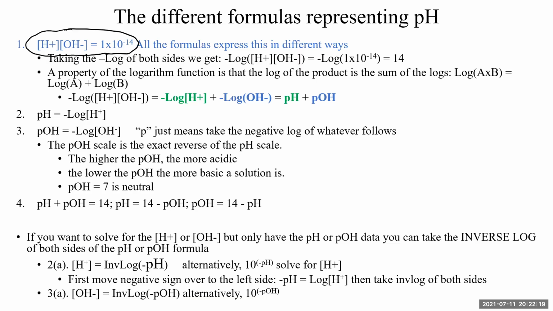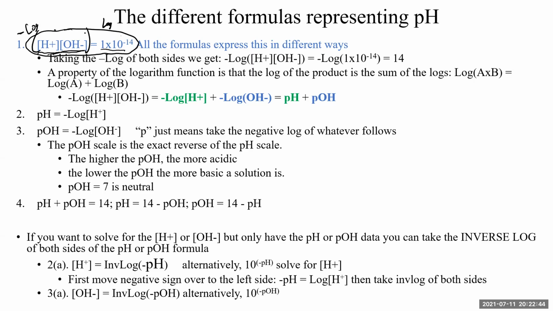So the first one is what we just talked about, that the product of hydrogen ion and hydroxide ion equals the dissociation constant of water, 10 to the minus 14. So they are inversely proportional. If one goes up, the other one goes down. This, by the way, if you were to take the logarithm of both sides of this formula, let's say the negative log of both sides.